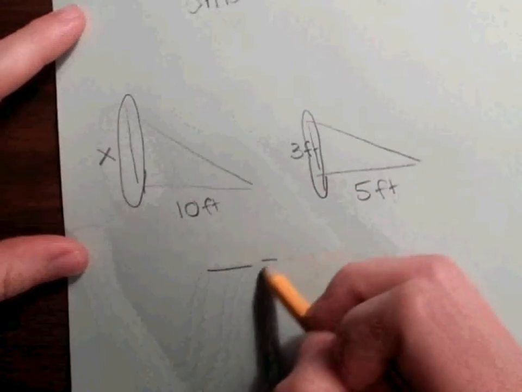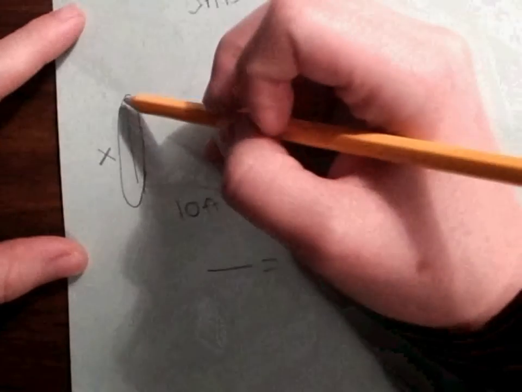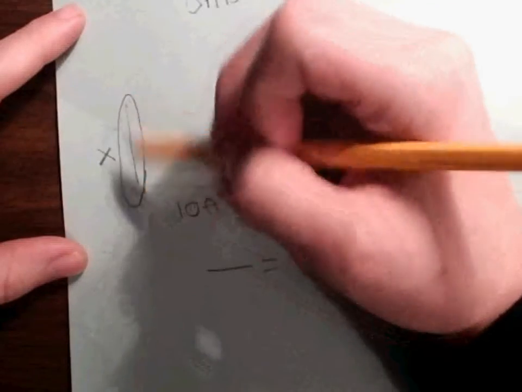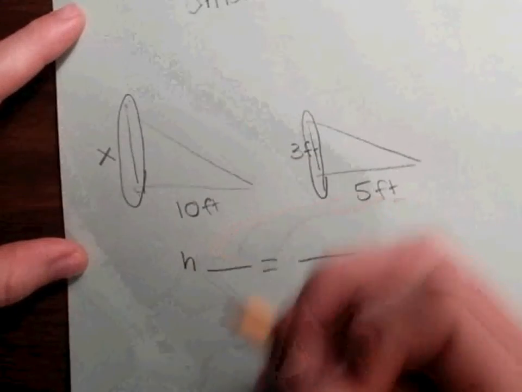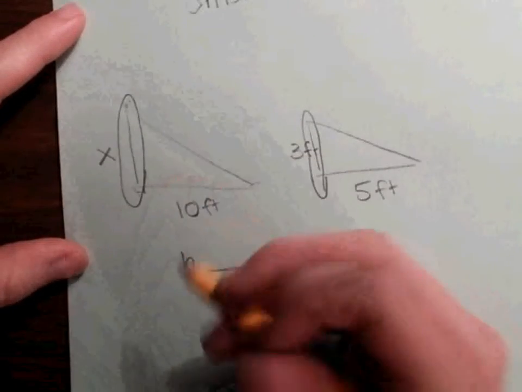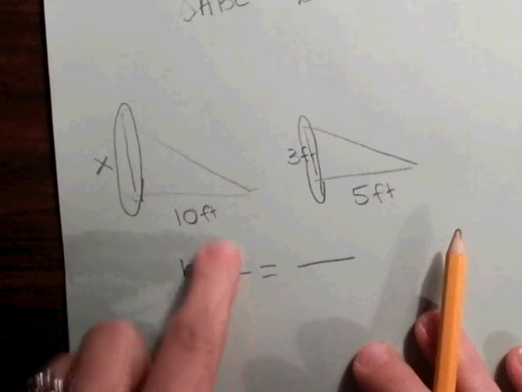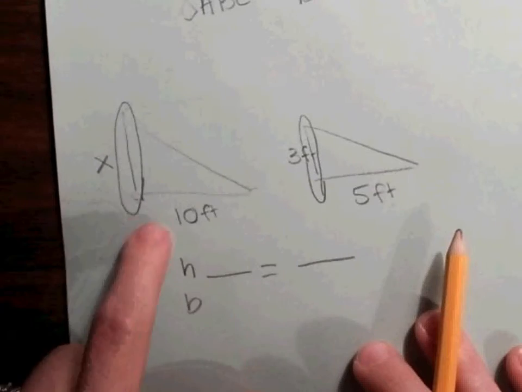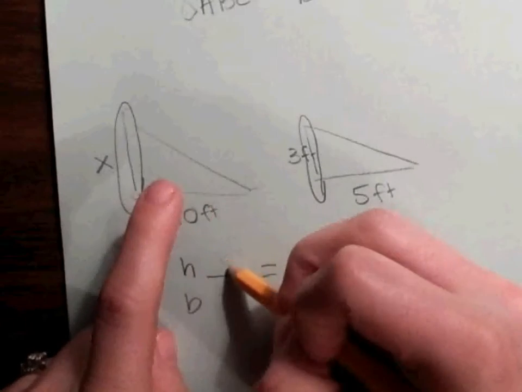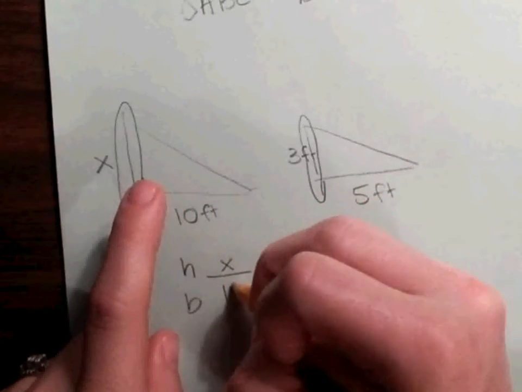So I'm going to set up a proportion. I'm going to talk about this corresponding side here, which I'm going to call the height of the triangle. And then I'm going to call this right here the base of the triangle. Everything that we're talking about right here goes into these boxes right here. So the height of this triangle is X, and the base is 10.